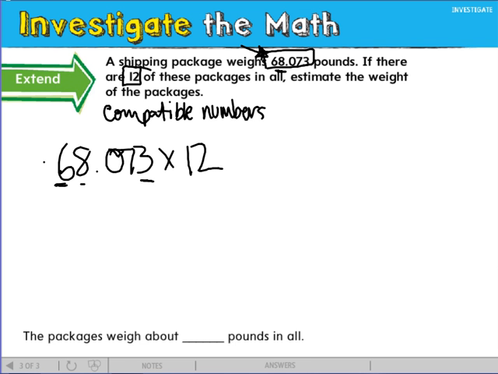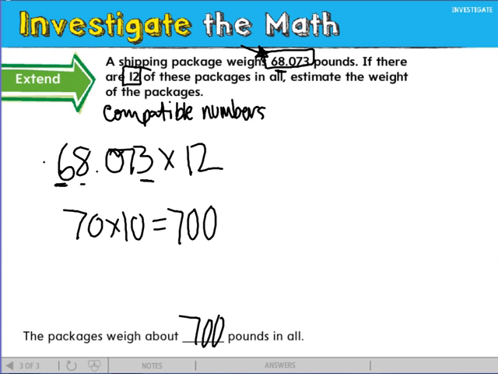Compatible numbers. The tens place. So 68 and 73 thousandths is going to round to what? 70. Now, is 12 easy to work with, or is there something close to it that's easier to work with? 10. There you go. So it's about 700 pounds.